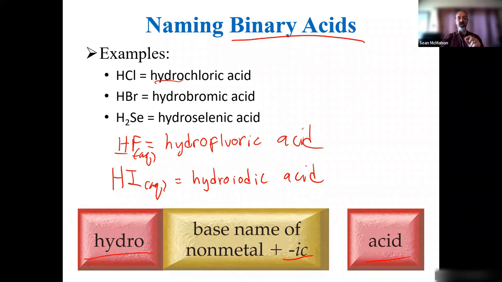So next lecture, we'll talk about the oxyacids, and we'll also talk about what's referred to as polyatomic ions that are seen in ionic compounds.